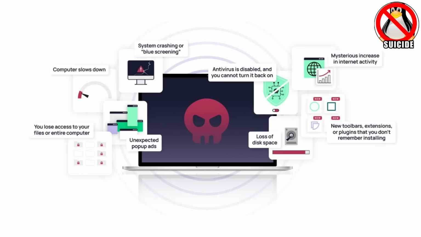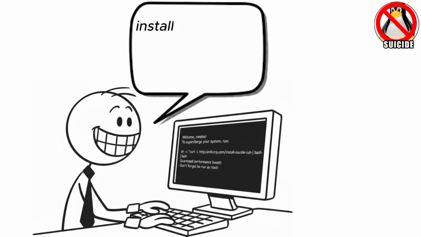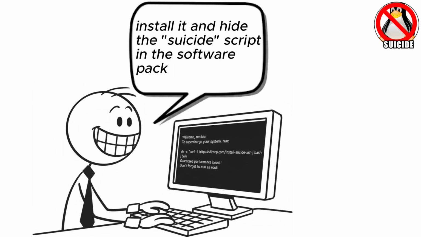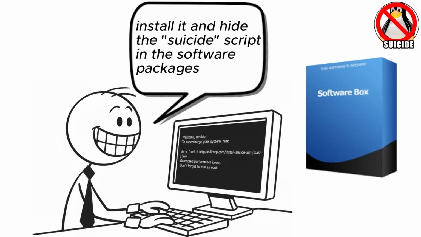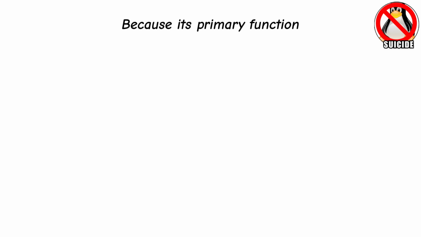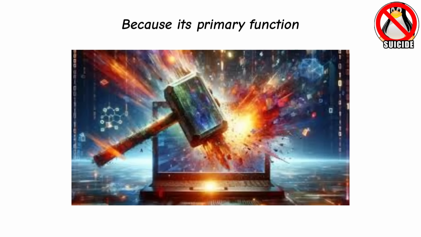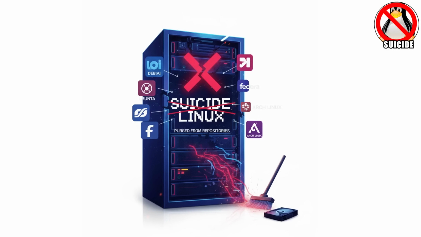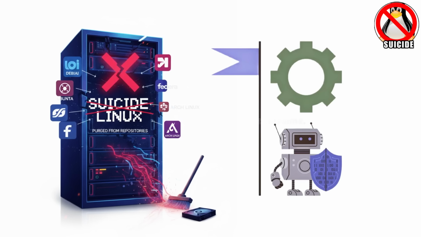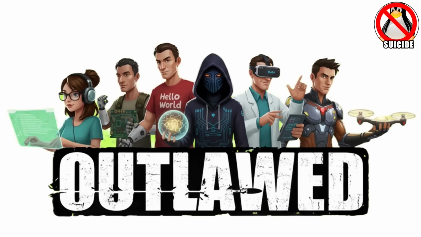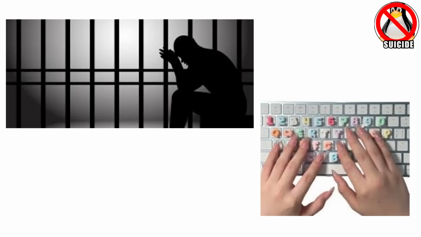However, the OS quickly became a favorite tool for digital vandals. Malicious users would trick newbies into installing it or hide the suicide script inside seemingly innocent software packages. Because its primary function is the total destruction of user data, it was purged from reputable software repositories and flagged by security suites. It remains the only operating system in history that was effectively outlawed by the tech community because its killer feature was a literal death penalty for a keyboard slip.